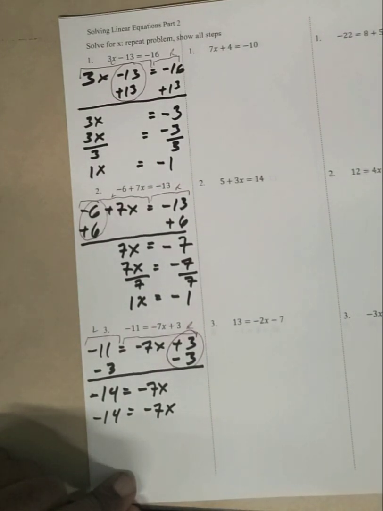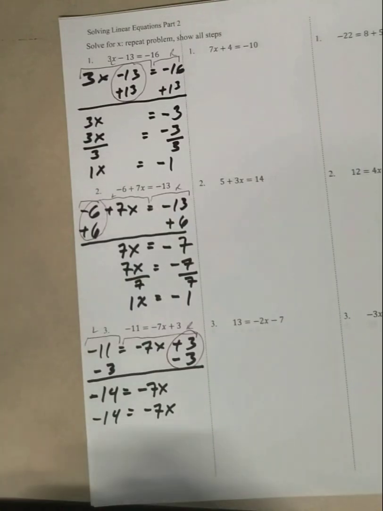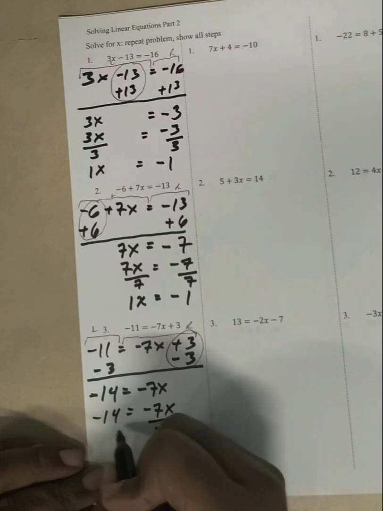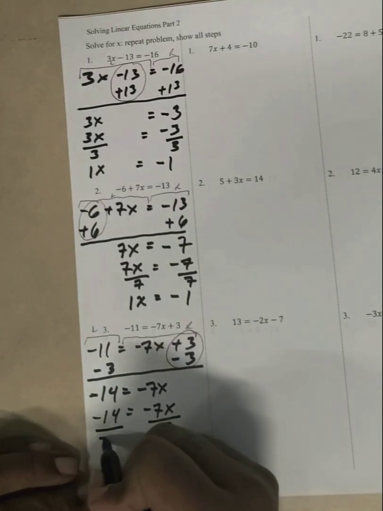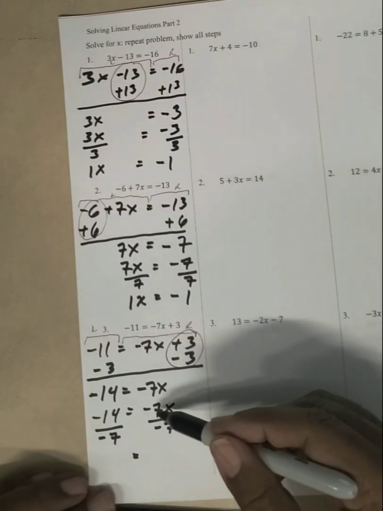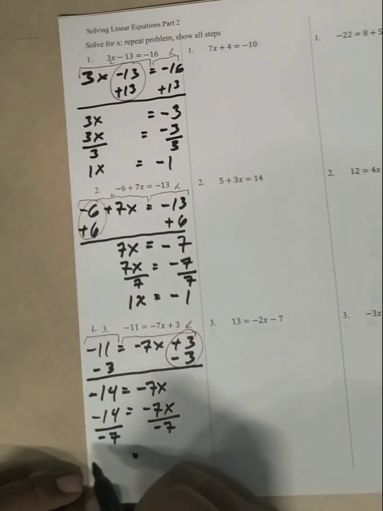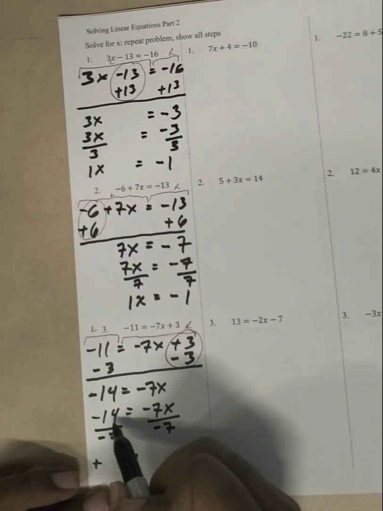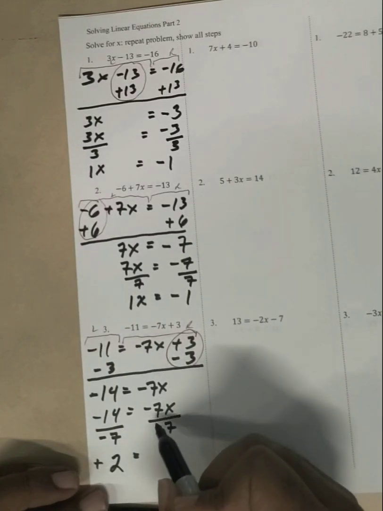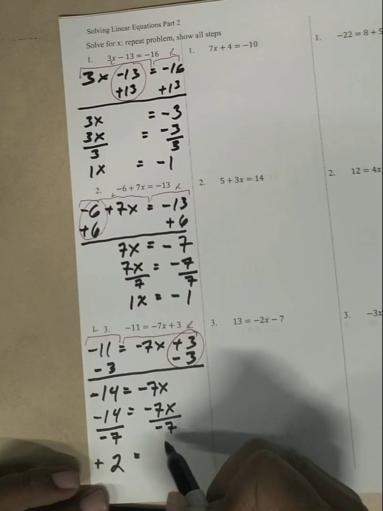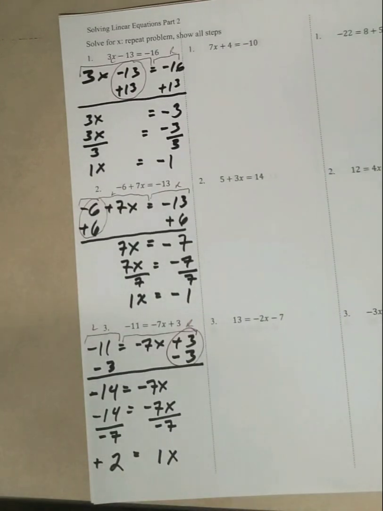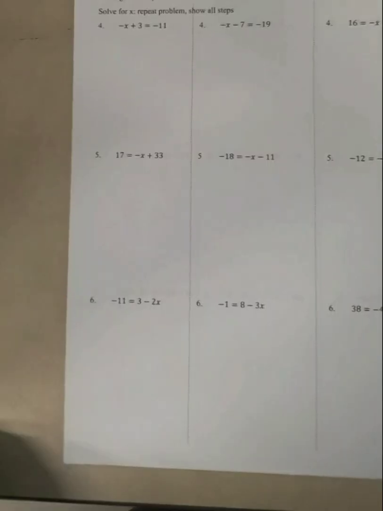To remove a multiplying negative 7, we're going to use a dividing negative 7. And what we do on one side, we'll also do on the other. Dividing negative 7. Negative divided by negative is positive. We'll put a plus there. And 14 divided by 7 is 2. And we'll put our equals. Negative 7 divided by negative 7 is positive 1 and x. And so x equals 2.